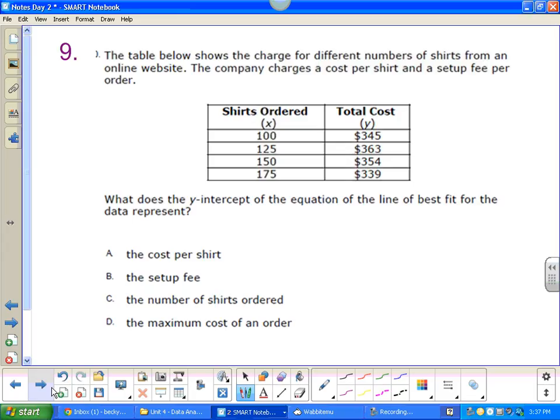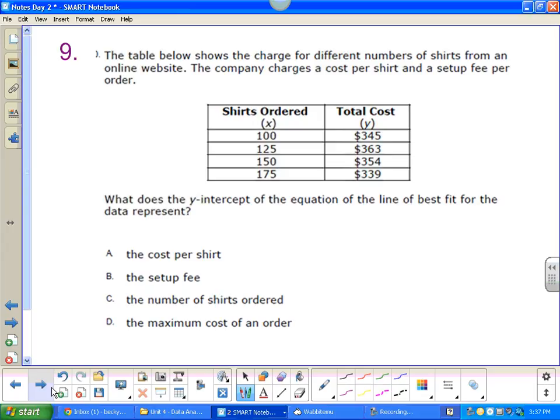The table below shows a charge for different number of shirts from an online website. The company charges a cost per shirt and a setup fee per order. What does the y-intercept of the equation of the line of best fit for the data represent? Well, this is a great lesson in don't just see a table and go straight to your L1, L2 and start typing it in, because actually it's not asking you to interpret any specific number or find out what any specific number is. It just says, what does the y-intercept represent?